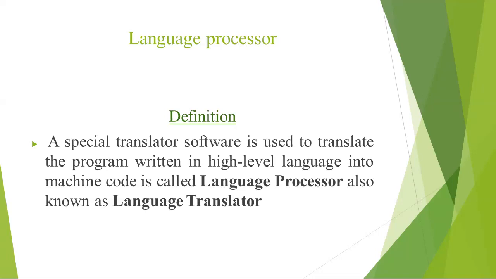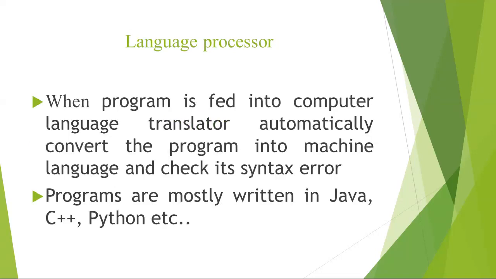A translator is basically software that translates the program written in a high level language into machine code or machine language so that the computer can understand it easily. When a program is fed into the computer, the language translator automatically converts that program into machine language. As we know, computers work with the binary format, that is zeros and ones. So a program written in any other language needs to be first converted.